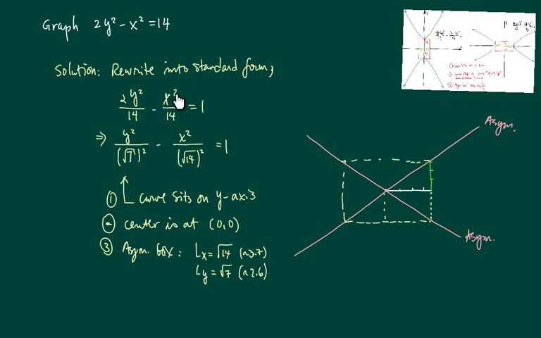Alright, so let's put all this together. First thing I did is divide by 14 to convert it into standardized form. And then I converted this 7 on the bottom into a square root of 7, because the square is important, so I can read the length along the y direction and along the x direction as well. The curve sits on the y-axis because the first term is y and it's the positive term. Center is at 0, 0. There's no shift on the center over here.